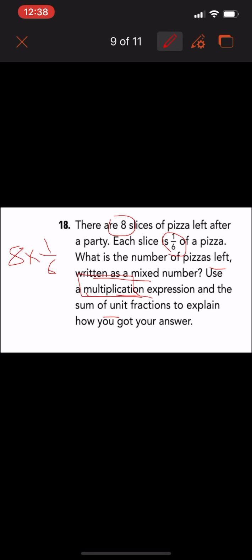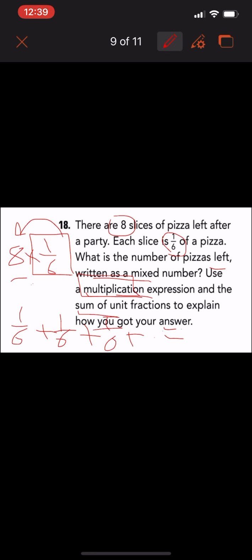So here I wrote the multiplication. Done. Okay, then I will write the sum of the unit fractions. As you see here, here is the unit fraction. I will write the sum of this. Sum means the plus or the addition. So how many times will I repeat it? I will repeat it 8 times. So 1 out of 6 plus 1 out of 6 plus 1 out of 6, I will keep repeating 8 times. So I will have the answer 8 out of 6, right? So they want me to write this as a mixed number.